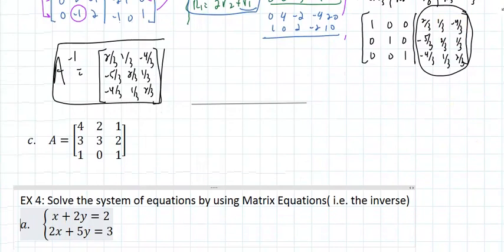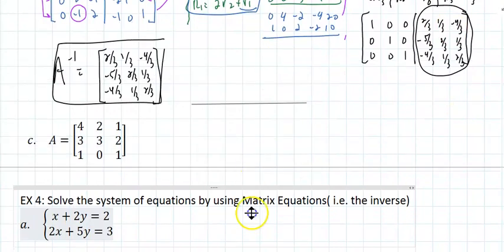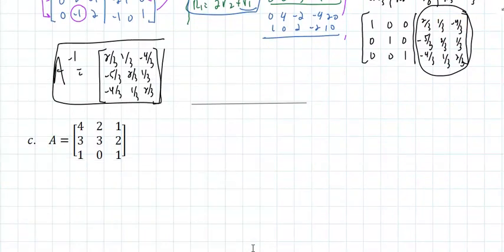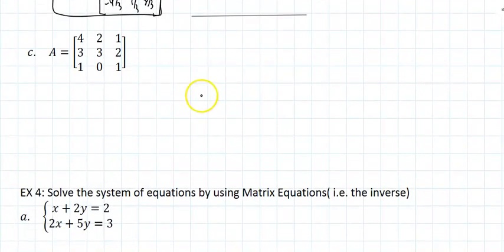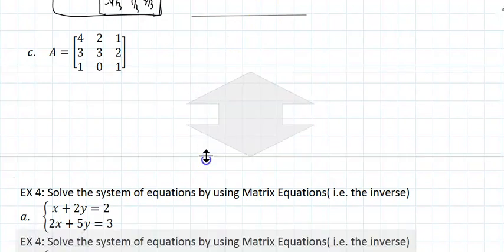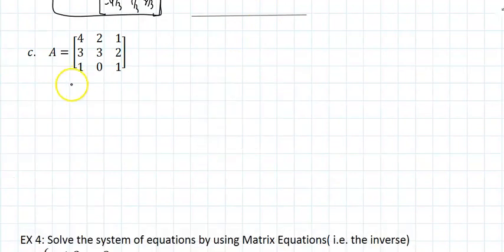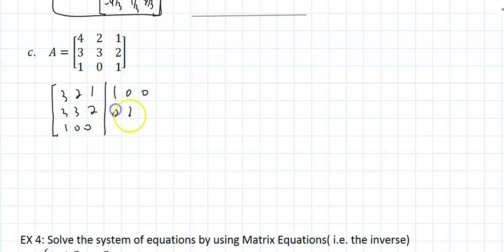And here's another one. I have one more for you. I want to find the inverse of this, and this time I'm going to work to the right, see if that's better. So, to find the inverse, I'm going to take 3, 2, 1, 3, 3, 2, 1, 0, 0. Write the identity matrix.